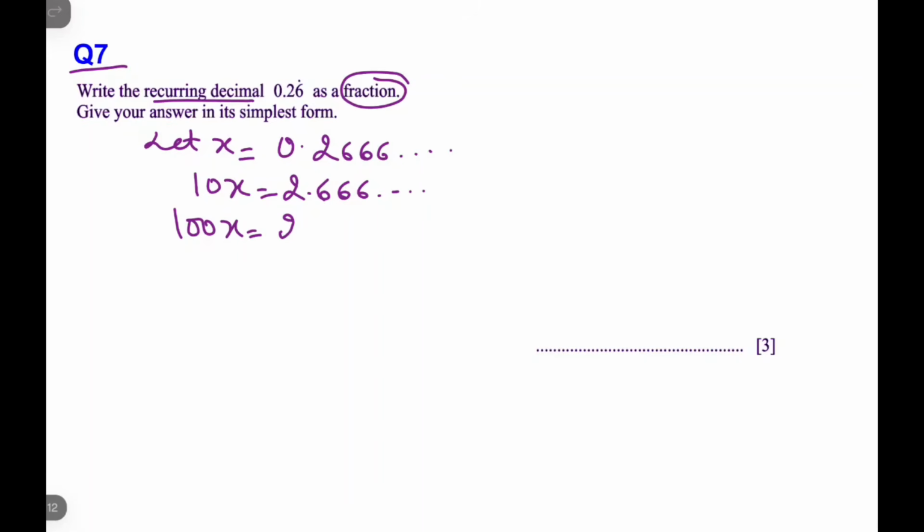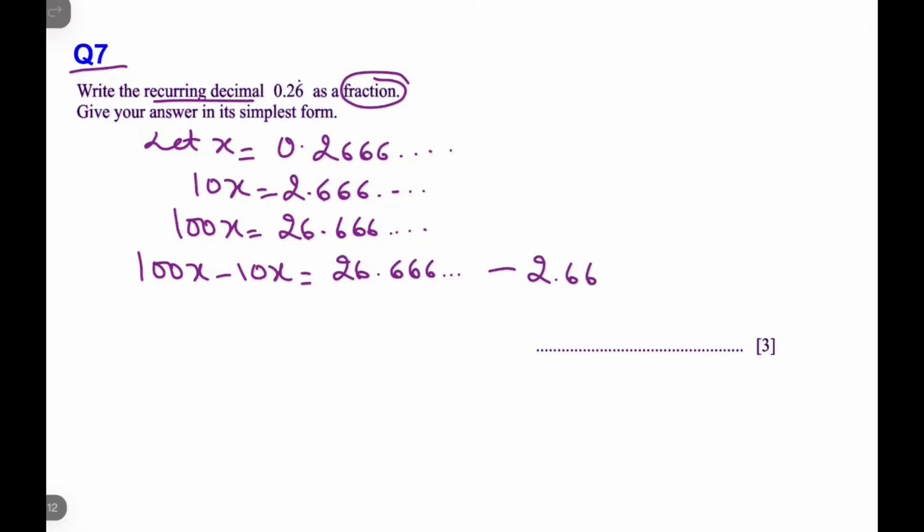Similarly, 100x will be equal to 26.666. So we'll find 100x minus 10x, which will be equal to 26.666 minus 2.666. So 90x will be equal to 24. x value will be 24 upon 90.